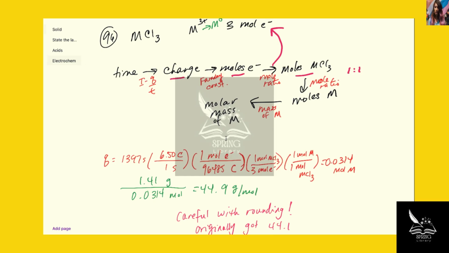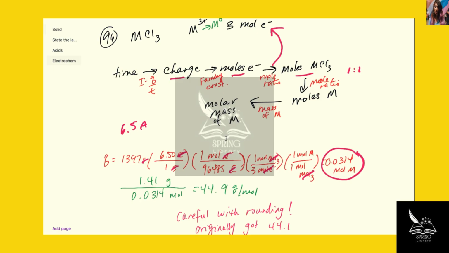It's 1397 seconds. It's 6.5 amps, which is 6.5 coulombs per second. Using Faraday's constant, cancel out the charge. This gives us the moles of electrons. Now we need to convert this into moles of MCl3. There's that 1-to-1 ratio of moles of MCl3 to moles of metal. And so that gives us 0.0314 moles of metal.